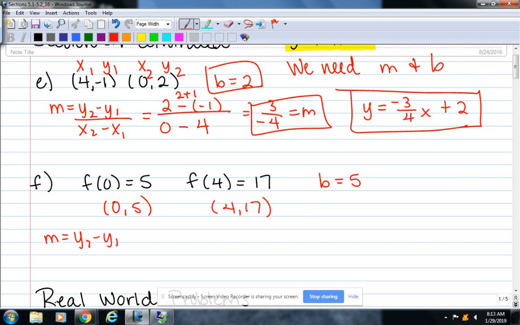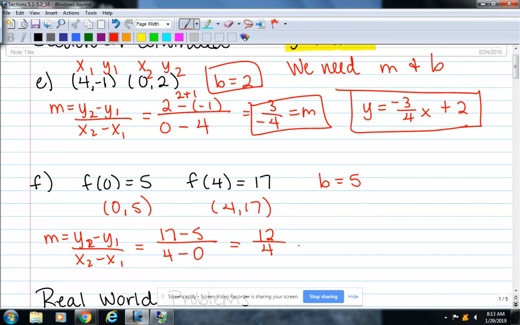y2 minus y1 over x2 minus x1. I'm still writing it because some people still don't get it. Or they didn't get it yesterday. All right, so what is my y2? Minus what is my y1? Over what is my x2? Minus what is my x1? There we go. Is everybody okay with the plug-ins? All right, what is 17 minus 5? 12 over 4 minus 0 is 4.